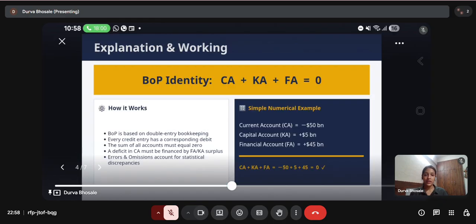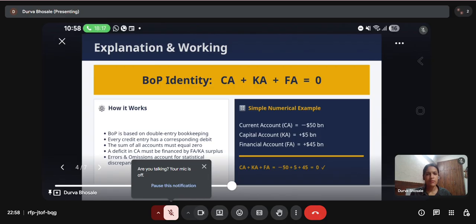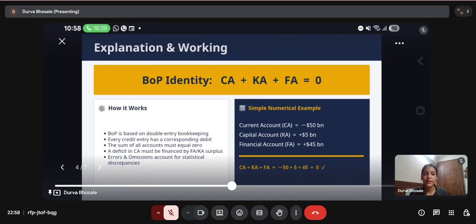So now let us understand the working of balance of payments. The formula for balance of payment identity goes like this: current account plus capital account plus financial account is equal to zero. BOP is based on double entry bookkeeping, which means every credit must have a corresponding debit. The sum of all accounts must equal zero, which means that a deficit in current account must be offset by a surplus in capital or financial account. Errors and omissions are also to be included.